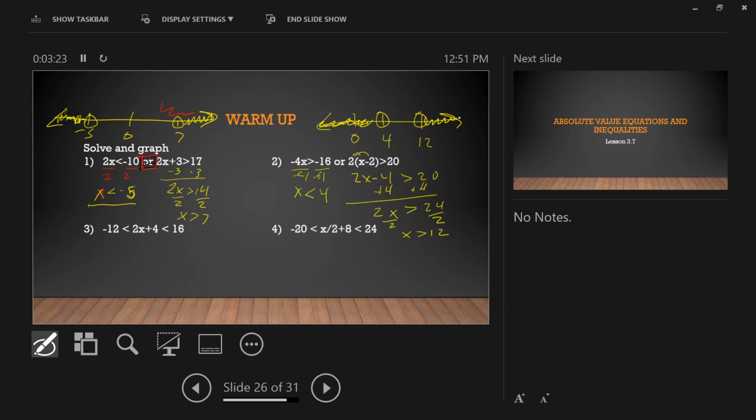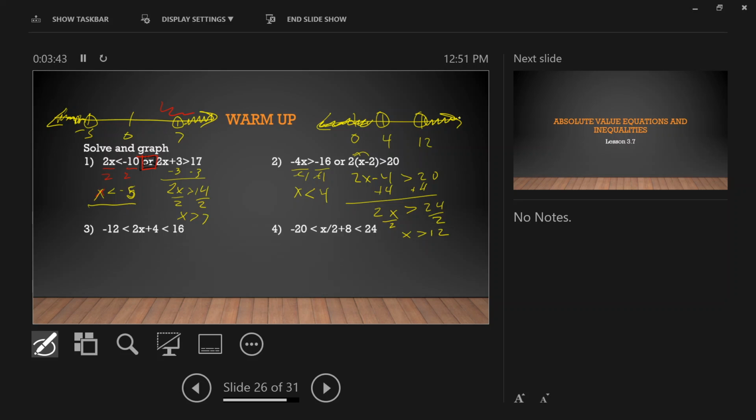All right, let's go through those last two. Now, again, these are compound inequalities. These guys are ands. So what I suggest is doing the cover-up method. All right, we can easily solve this. 2x plus 4 is less than 16. So what do I have to do? Subtract 4, then divide by 2, right?